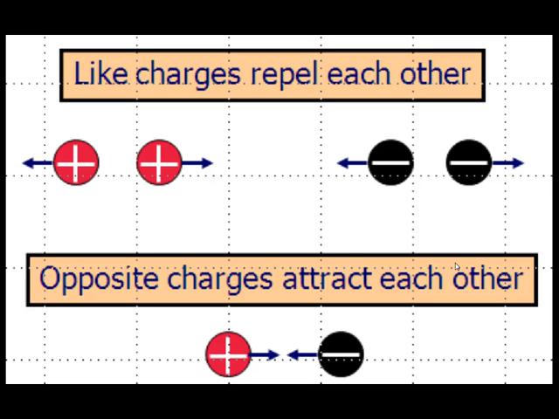Like charges repel each other. If there are two like charges, like positive positive, they would repel each other, and if there are negative negative charges, they would also repel each other. But opposite charges attract each other.